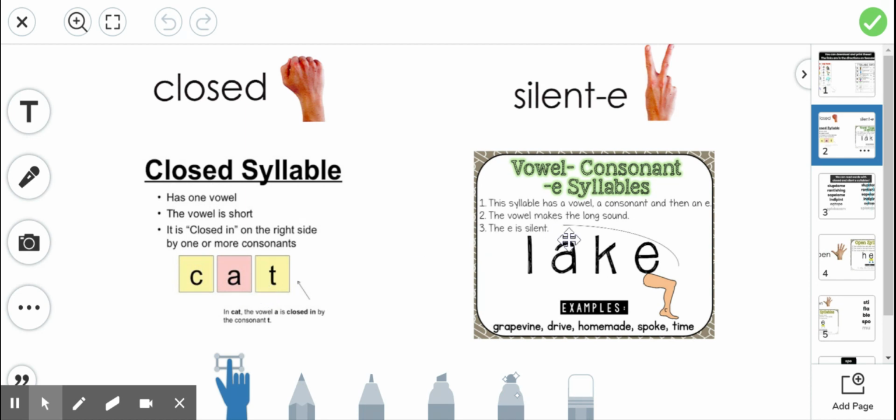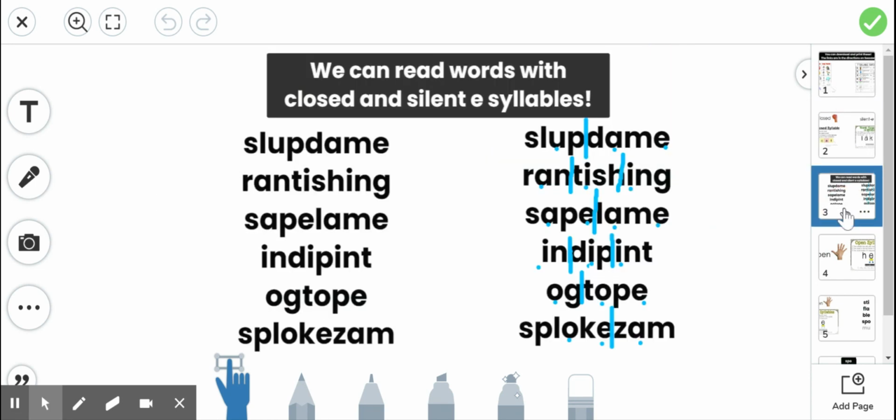The silent E syllable is when you have a vowel, a consonant, and then a silent E. And the silent E makes the vowel before it become long. So closed syllables use short vowels, silent E syllables use long vowels. So here I have some silly words that I made up. And these are multisyllabic words, and they all have closed or silent E syllables.